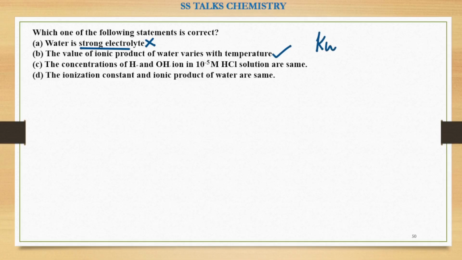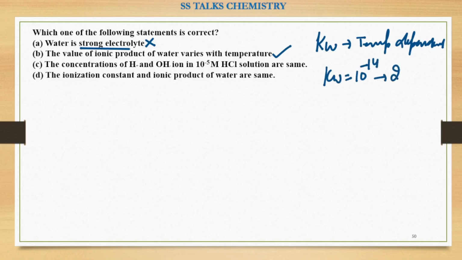This Kw value that you have is temperature dependent. That is why whenever I use this term Kw, it is 10 raised to the power of minus 14. This is at room temperature, that is, at 25 degrees centigrade. As you increase the temperature, the dissociation of water increases. So Kw is nothing but the constant product of the concentration of H positive and OH negative. So when you increase the temperature, the dissociation of water is going to increase.